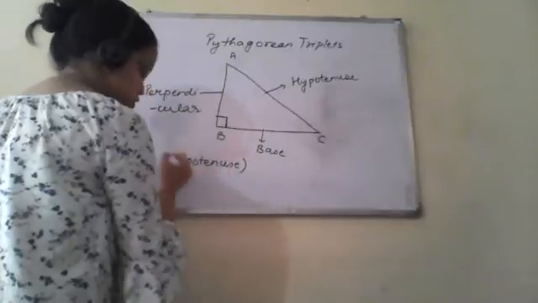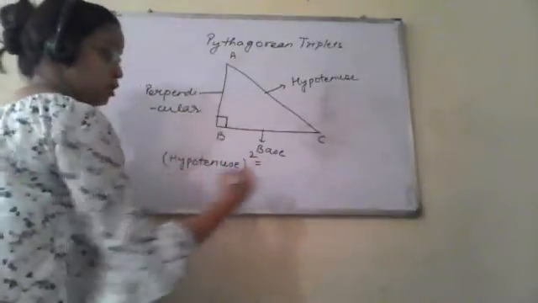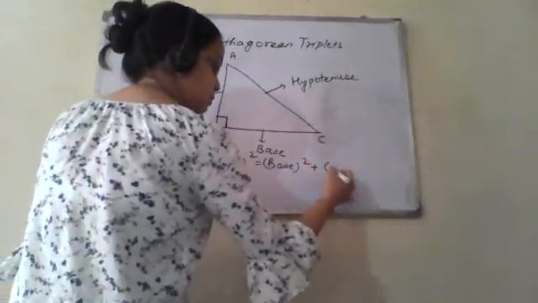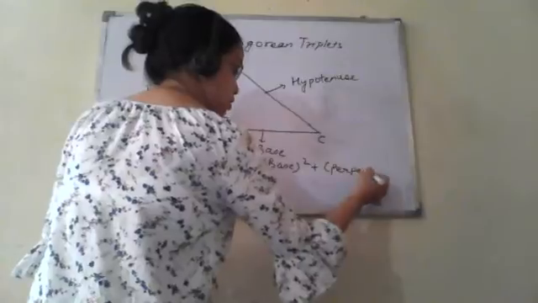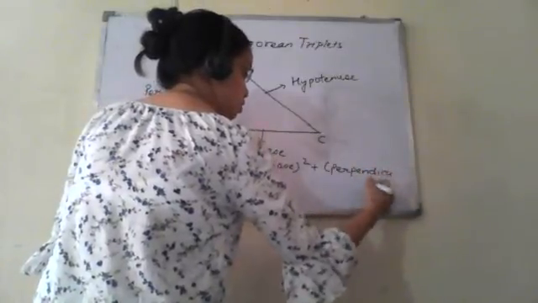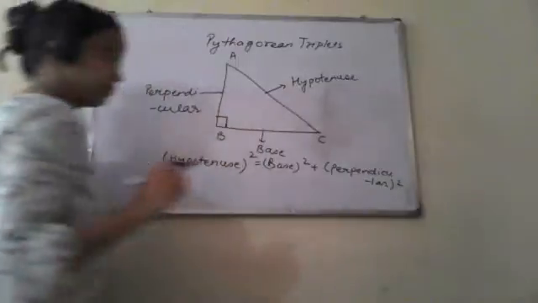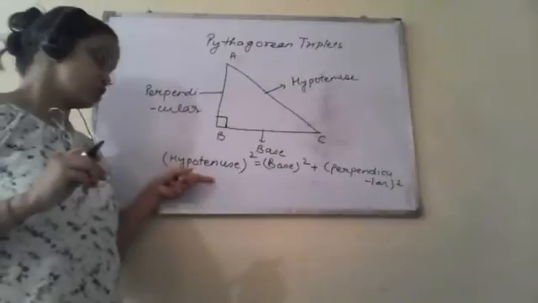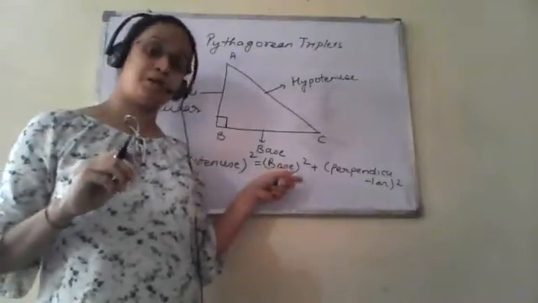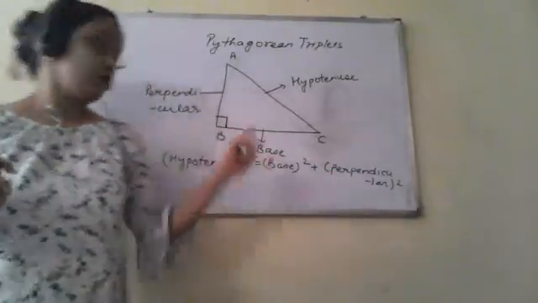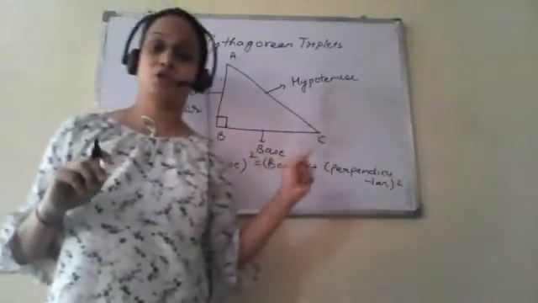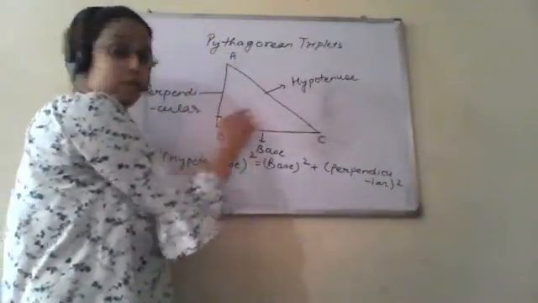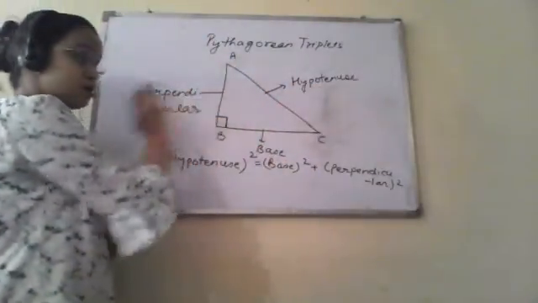hypotenuse square is equal to base square plus perpendicular square. In a right angle triangle ABC, hypotenuse square is equal to the sum of base square plus perpendicular square. The necessary condition is that one of the angles of the triangle should be 90 degrees, and the side opposite to the 90 degree angle will be the hypotenuse. One will be base and the other will be perpendicular.